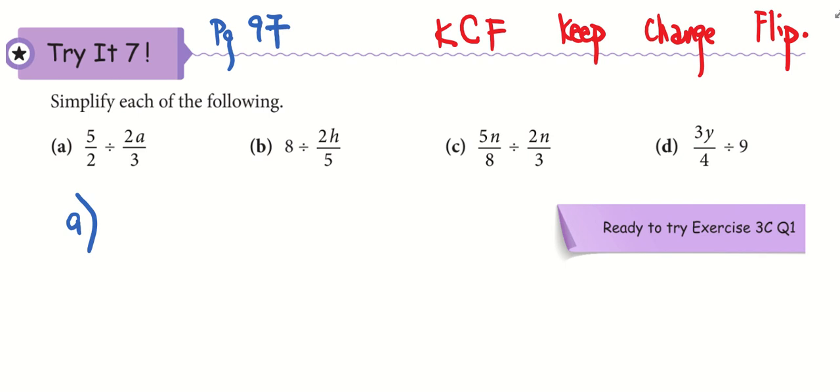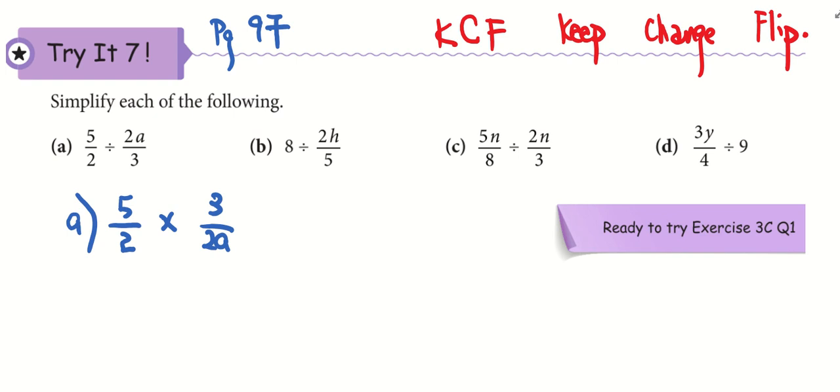First thing, I need to rewrite. Okay, let's apply KCF. Keep the first fraction. For division, we change it to multiplication. After that, flip the second fraction. So if I want to flip the second fraction, instead of writing 2a over 3, I must write 3 over 2a. The numerator and the denominator will flip.